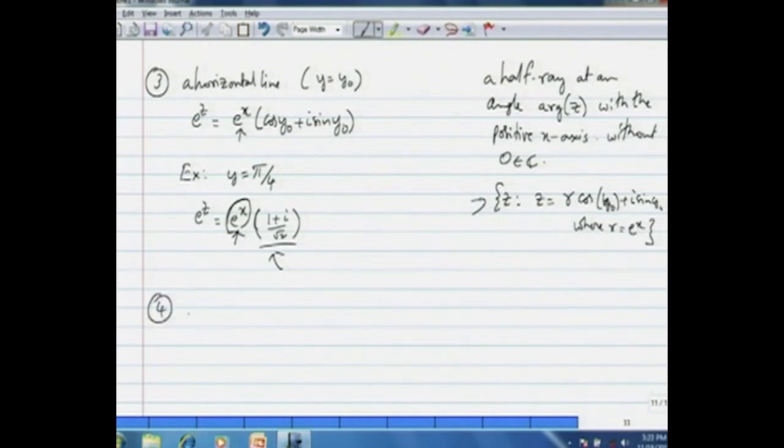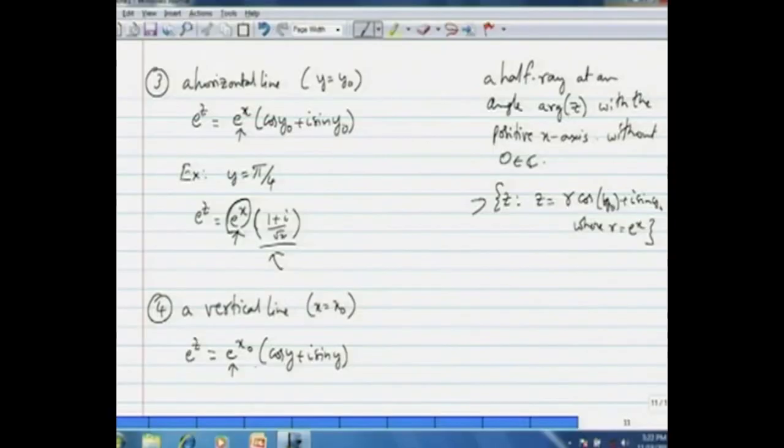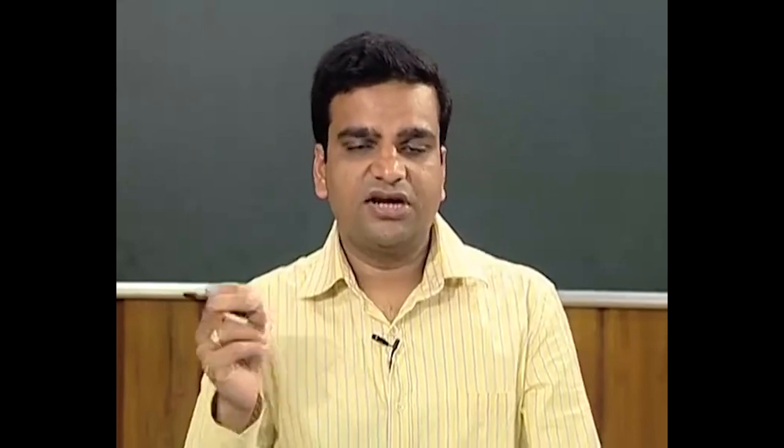Likewise, let's inspect where a vertical line goes to. The vertical line has the equation x equals x naught. Okay, so e power z then transforms this line to e power x naught, which is a fixed positive real number now, times cosine y plus i sine y. And as we already discussed, the point cosine y comma sine y in R 2 is on a circle, on the unit circle. So, now the point e power x naught times a point on the unit circle is essentially the expansion or the contraction of the unit circle depending upon whether e power x naught is greater than 1 or less than 1.